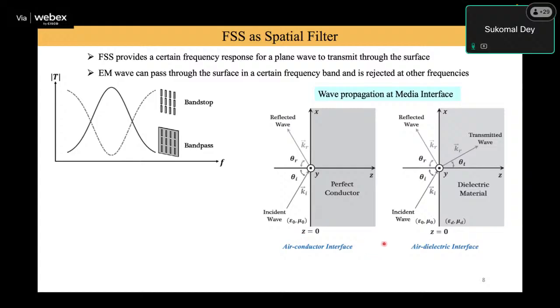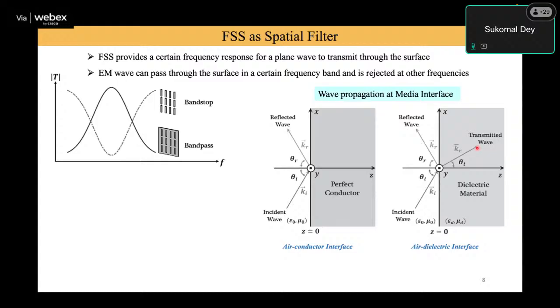What happens at the air-dielectric interface? Obviously, because it is not a conductor, it is a dielectric medium, so some of the signal will pass. Now, you have theta i equal to theta r, and then you have the relation between theta i and theta t, right? And if you are looking for a transmitted signal, then you take the signal.